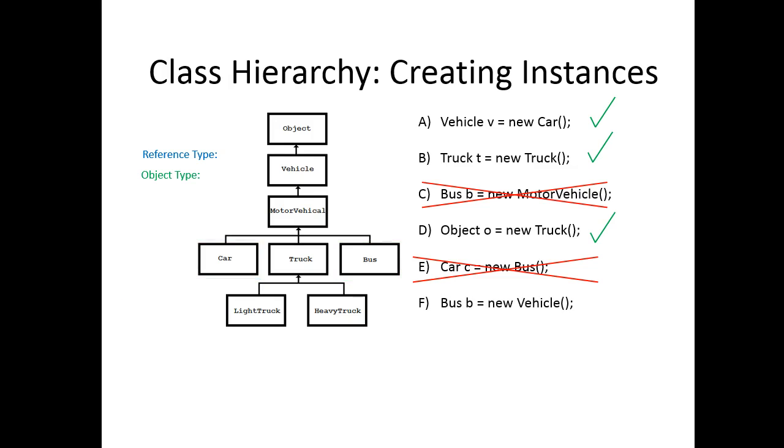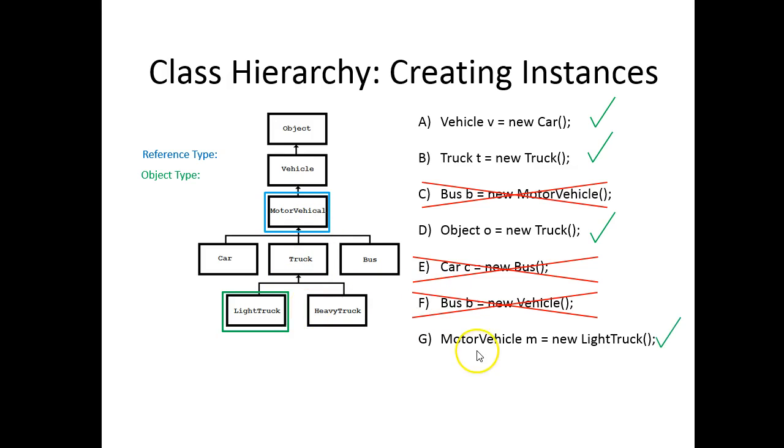Bus B equals new Vehicle. There's Bus, a reference type, and Vehicle is up there, so that is invalid. Remember, the reference type must always be more generic or the same as the object type. MotorVehicle M equals new LightTruck. There's MotorVehicle, our reference type, and there's LightTruck, and that is perfectly fine because MotorVehicle is a more generic type than LightTruck.